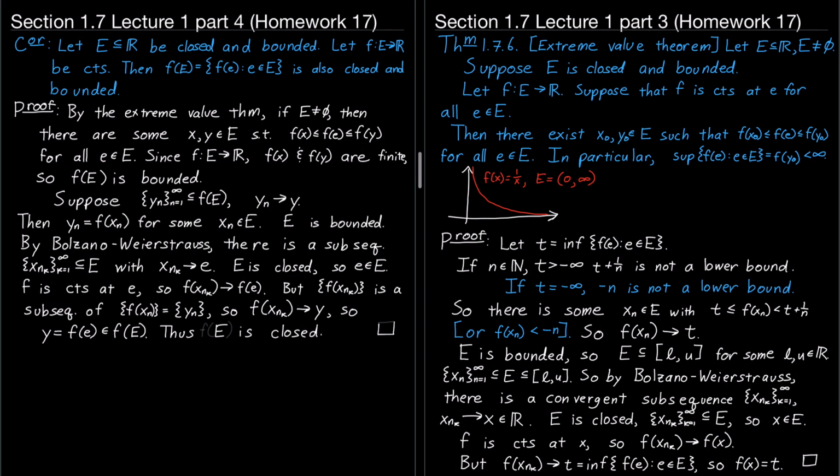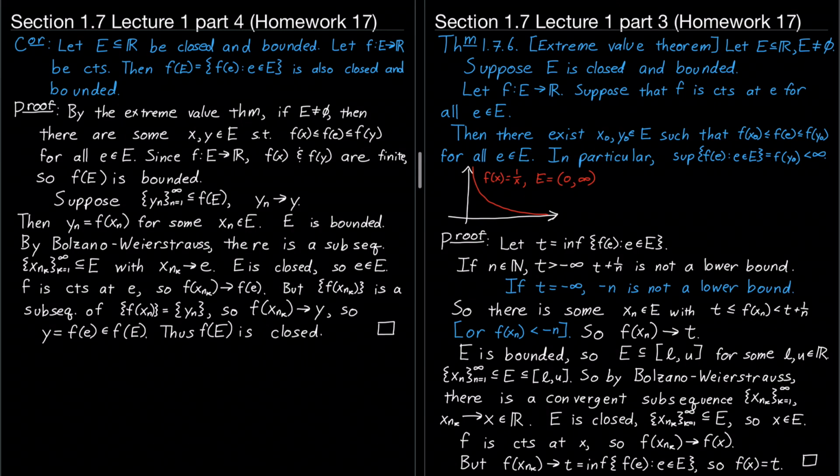And the thing I want to point out here is we have in fact used the fact that E is closed and bounded to prove that f of E is closed. To prove that f of E is closed, we needed to use that E was closed to get little e in E, but we also needed that E was bounded so we could use Bolzano-Weierstrass. So, and we do in fact need that.